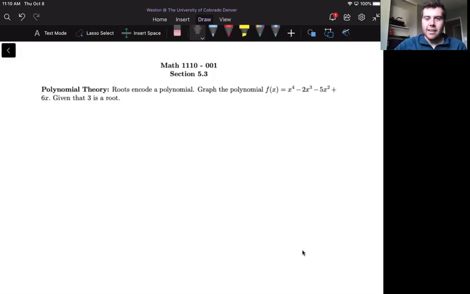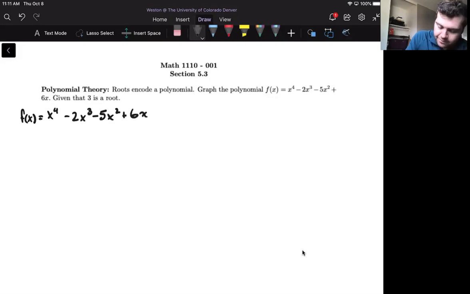The tough problem is, how do we factor that polynomial? So we're going to start with a quick example that will also detail something called polynomial division, which is an important technique. So we have this polynomial f of x equals x to the fourth minus 2x cubed minus 5x squared plus 6x. We want to factor it and graph it. So I guess to graph it, we need to factor it to find the roots.